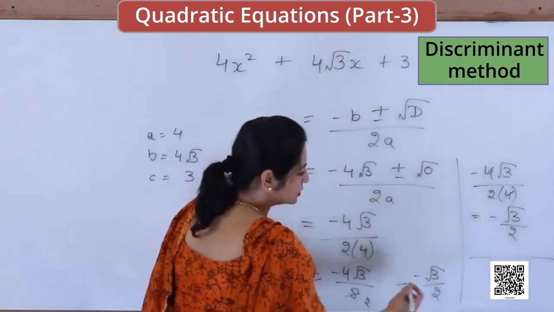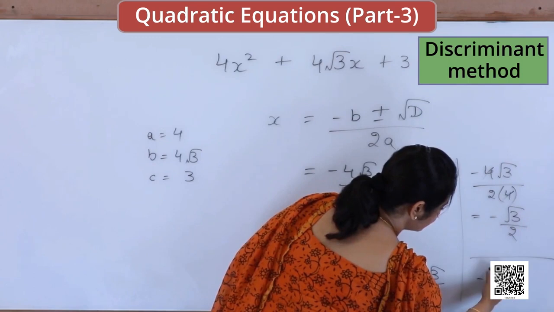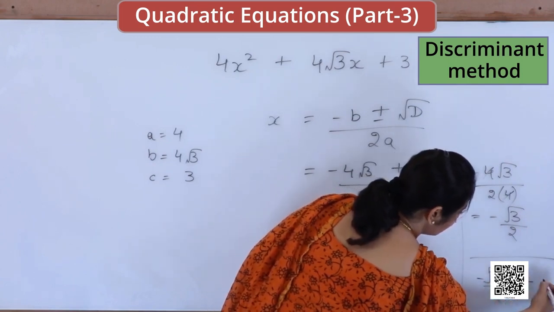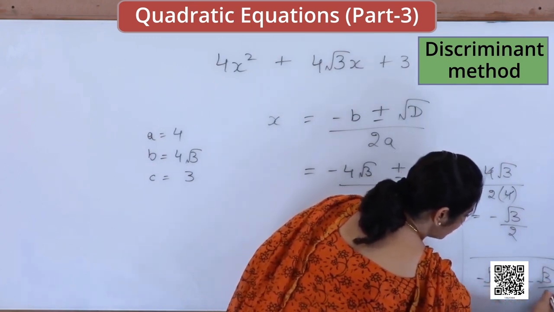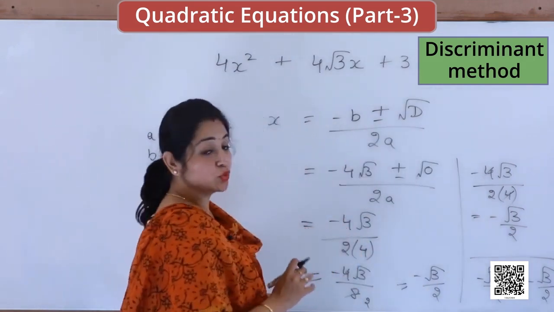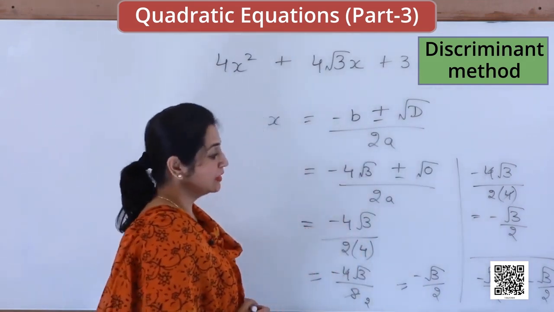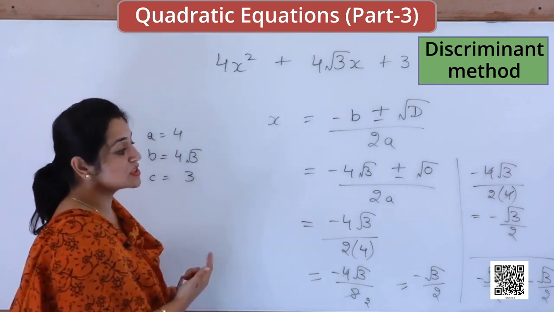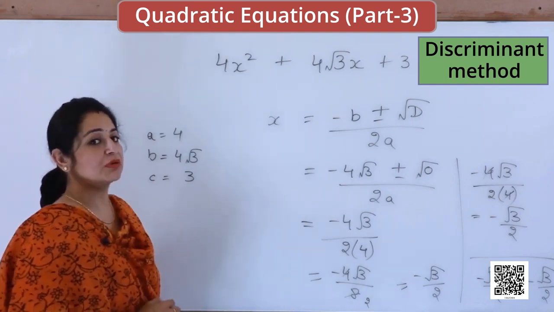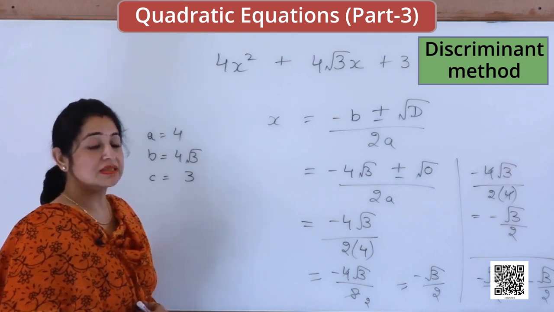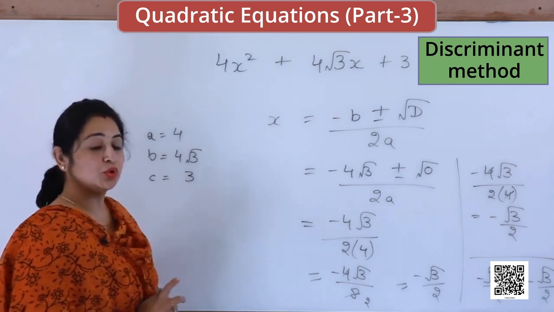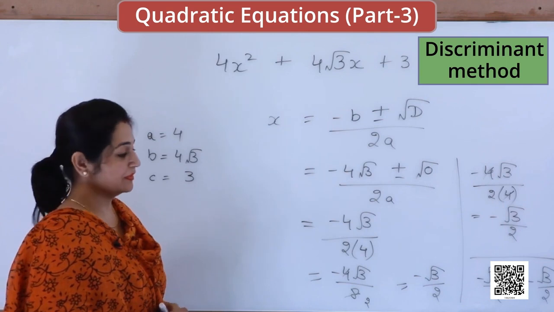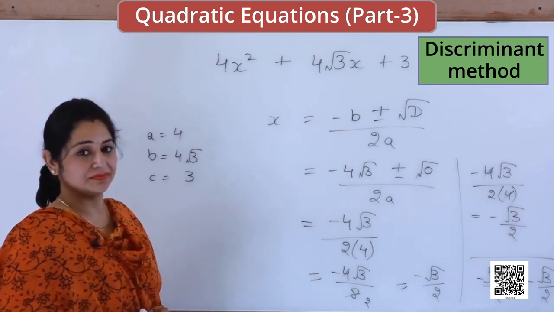Now look at both the roots. Minus under root 3 upon 2 comma minus under root 3 upon 2. So we have two equal roots. When the discriminant is equal to 0, then we always get two similar roots. If the discriminant is a positive number that is greater than 0, then we get two distinct real roots. Now let's see another example.